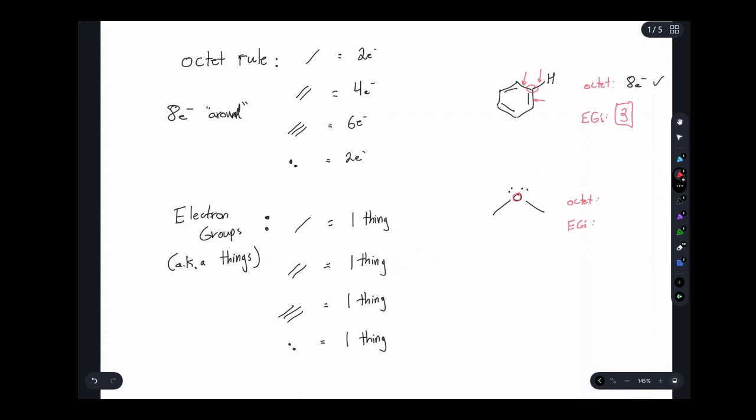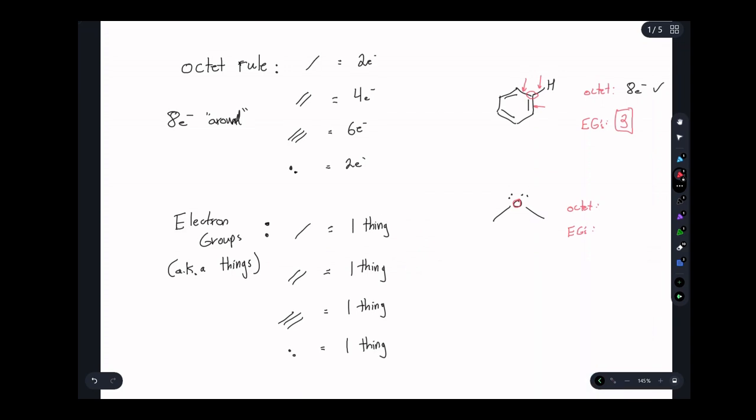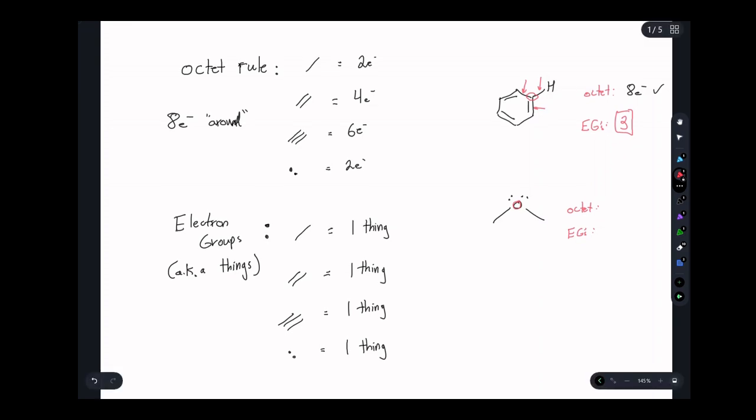On to the next, here's an oxygen, and we can see that the same rules can be applied to the heteroatoms such as oxygen and nitrogen. The octet rule here is satisfied, as we can see that there's 2 lone pairs making up 4 electrons, and 2 single bonds making up the remaining 4. So the octet rule is satisfied, but in terms of the number of groups around, we can see that there's actually now 4 distinct electron groups, 4 things around that atom, giving us an electron group of 4.